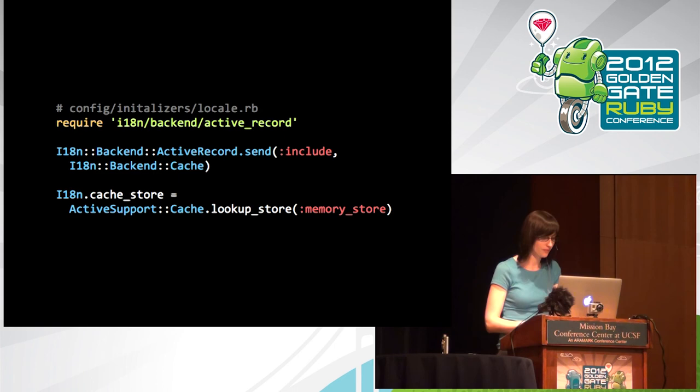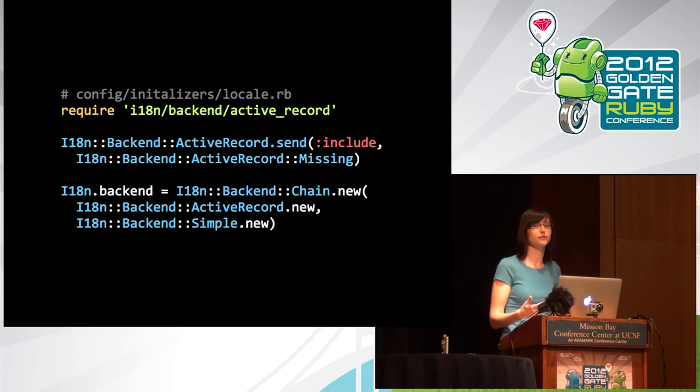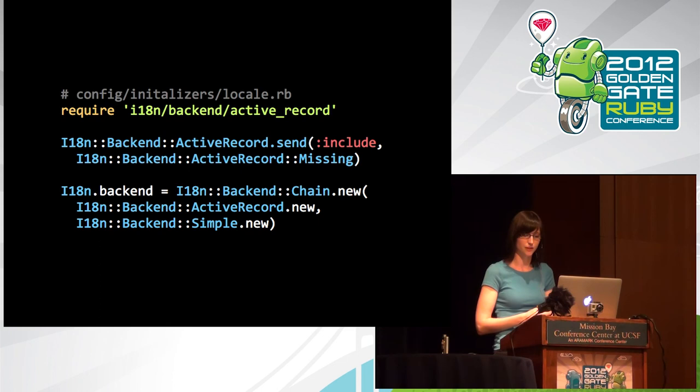So this gem is super extensible. Here's an example of how you could include the Active Record missing module, which basically lazily populates your database with missing translation keys whenever it finds them. So that gives you lots of options for filling those in later on the back end somehow. And it lets it fall back to using the simple backend, although I don't know if that's a good idea.